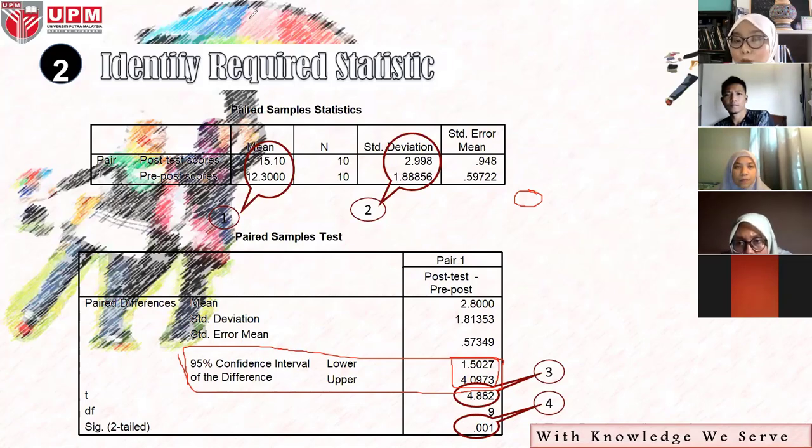please do not write that you reject or fail to reject. Please do not write that you accept the research hypothesis. Because the rule is, in any research, the hypothesis that we test is the null hypothesis. So either reject or fail to reject, it is based on the null hypothesis, not on your research hypothesis.